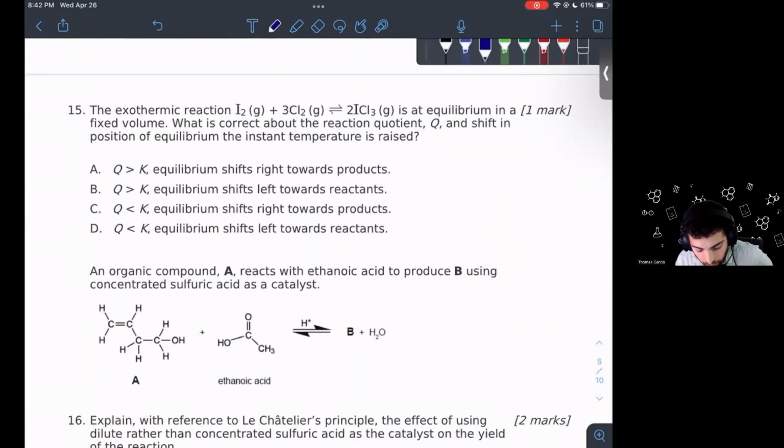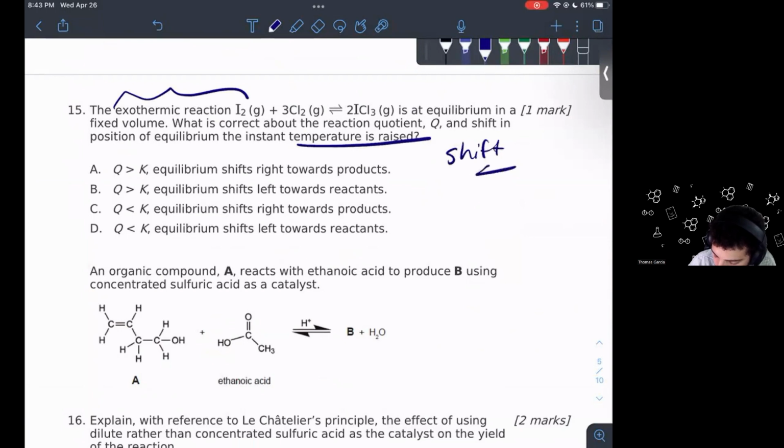15. The exothermic reaction I2 plus 3Cl2 reacts to form 2ICl is in equilibrium in a fixed volume. What is correct about the reaction quotient Q and the shift in position of equilibrium the instant temperature is raised? All right. So we're talking about temperature, we're talking about reaction quotient. So exothermic. First things first, if temperature is raised in an exothermic reaction, it will shift left.